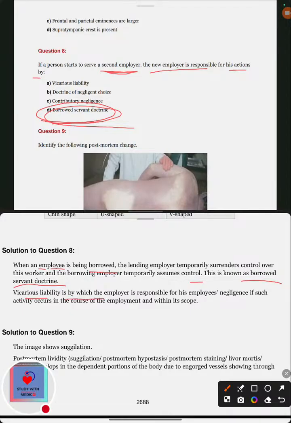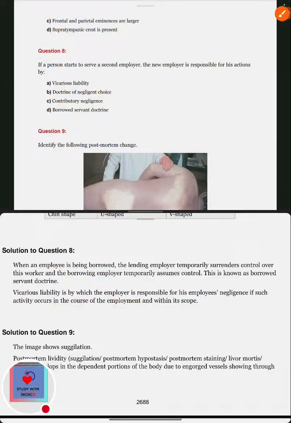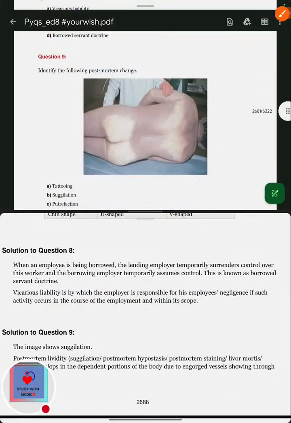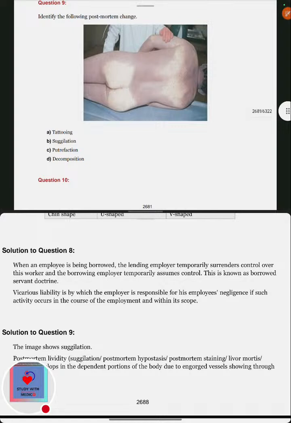Vicarious liability is by which the employer is responsible for his employee's negligence if such activity occurs in the course of the employment and is within its scope. Borrowed servant doctrine.